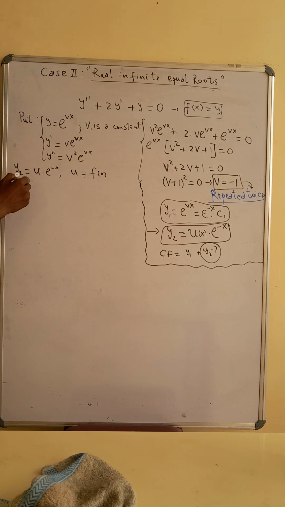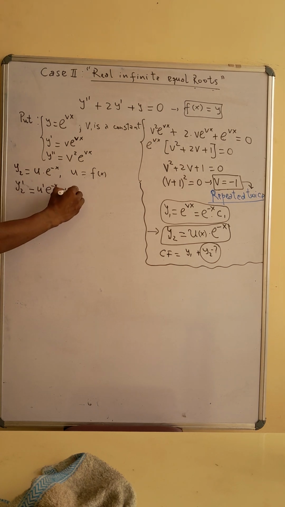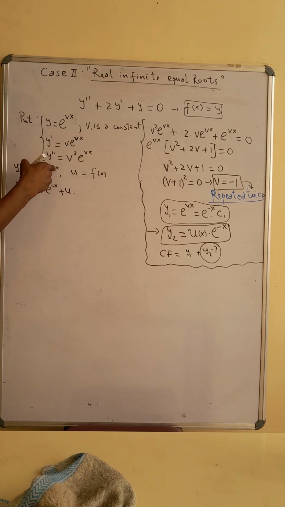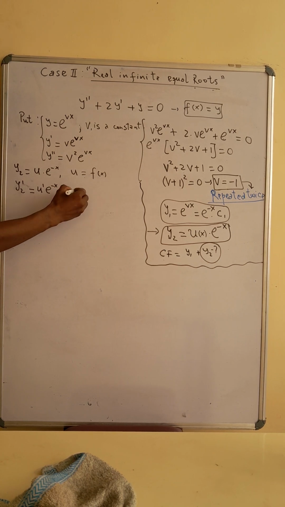See, y2, what will be our y2 dash? Y2 dash will be this derivative: u derivative times Euler raised to minus x, plus, then I will derive this as the second expression. This u will remain the same, u, and when I derive Euler raised to minus x, it will be minus Euler raised to minus x, negative, okay? So it will be minus u Euler raised to minus x.